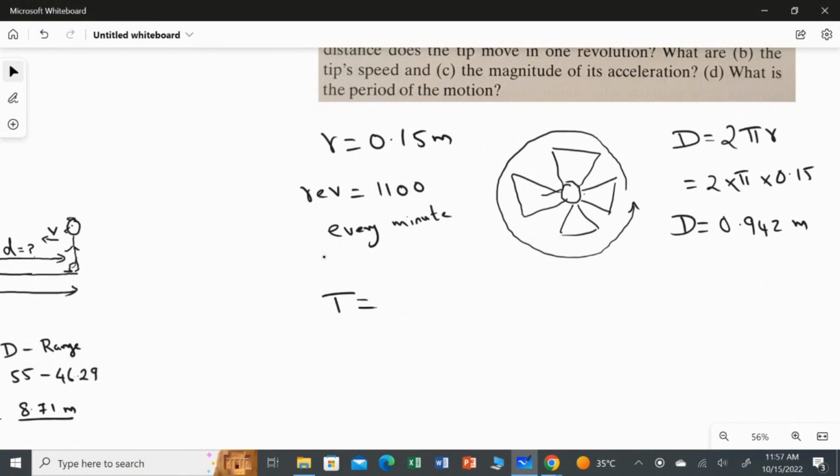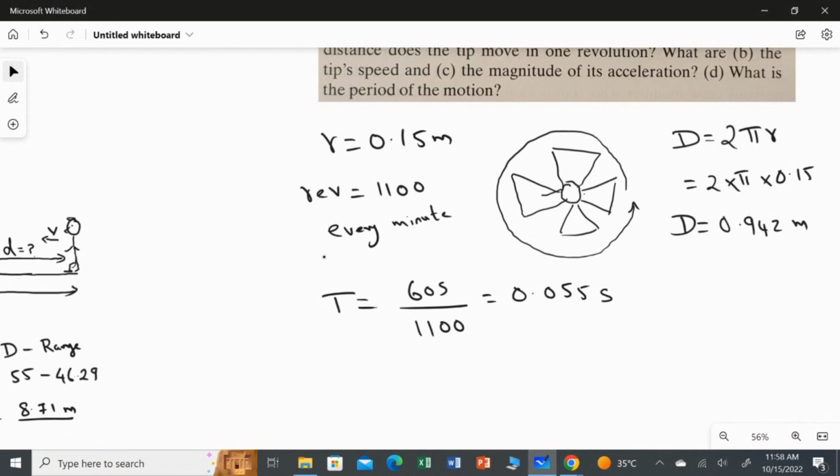The time is equal to every minute, which is nothing but 60 seconds. For every 60 seconds, how many times does it rotate? 1100 times. So what's the answer? 60 divided by 1100 times, which is 0.054055. Because 0.0545 came, so I am going to write 0.055. So this is the time, and by using this value of the time, I'm going to find the answer for the second part.